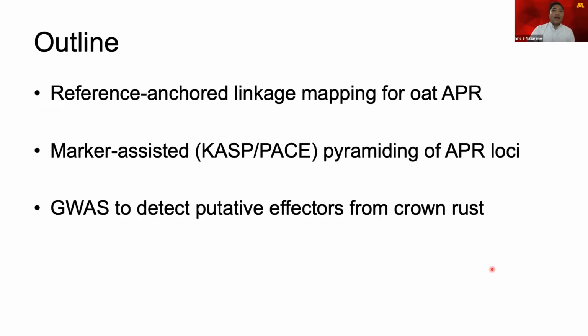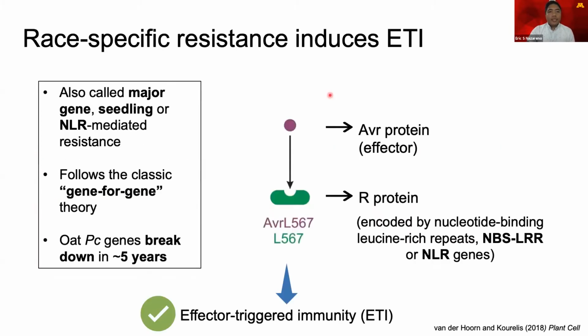But today, I'd like to talk about three projects that I worked on. Number one is the reference-anchored linkage mapping for oat adult plant resistance. The second one is the marker-assisted pyramiding of these APR loci. And the last one is the GWAS to detect putative effectors from crown rust. So, starting with linkage mapping.